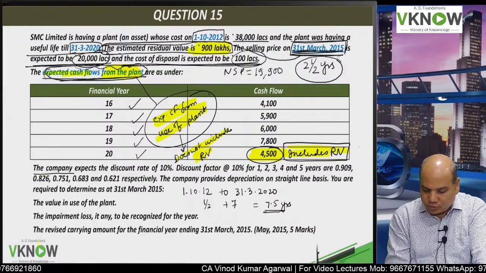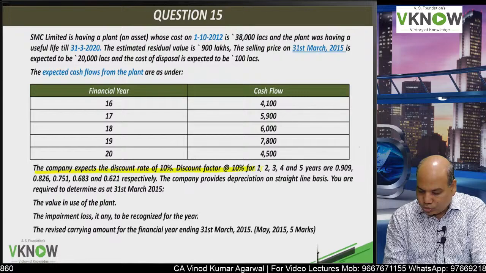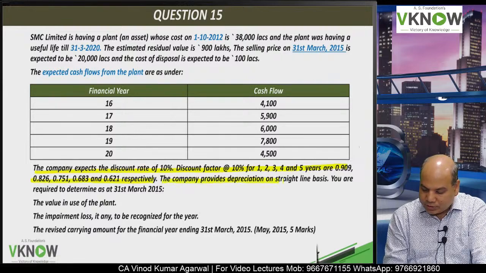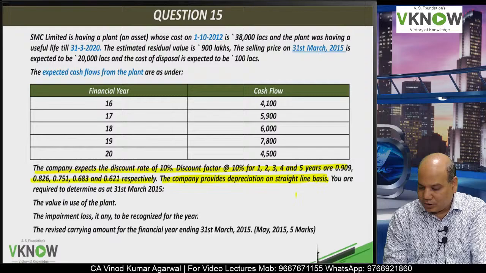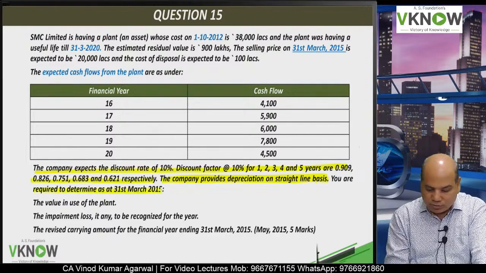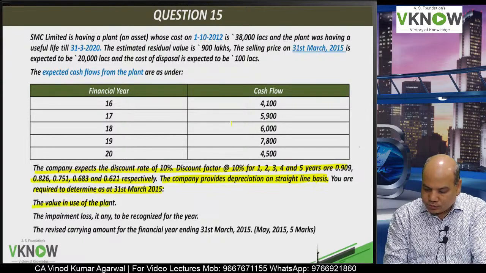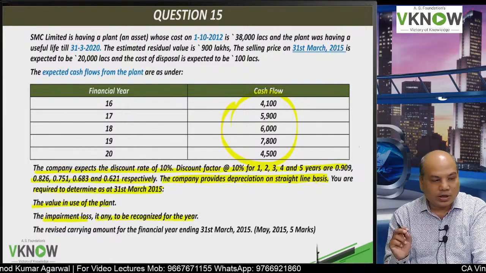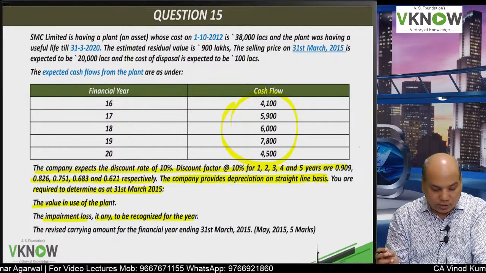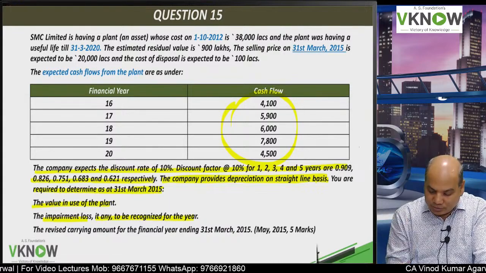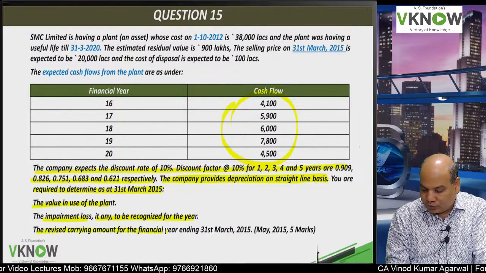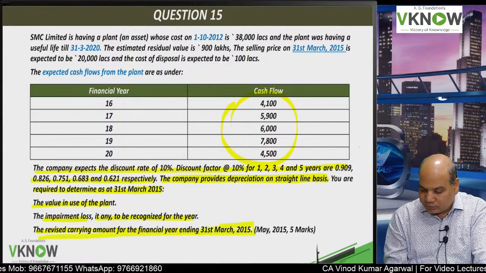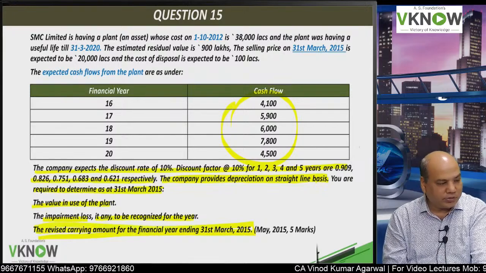Okay, now they have given you discounting factor. Use the same discounting factor if you want, or you can calculate your own factor. The company provides depreciation on straight line basis. Very easy. You are required to determine on 31st March 2015 value in use. Compute the present value, impairment loss if any. So we'll have to find out the carrying amount, compare with recoverable amount, then we'll decide to provide impairment loss, and the revised carrying amount for financial year ending 31st March 2015. What will be the revised carrying amount on 31st March 15?